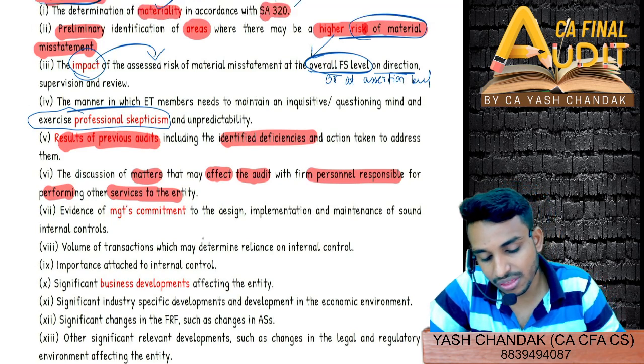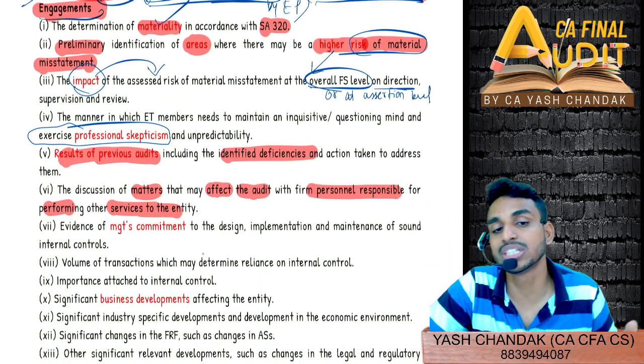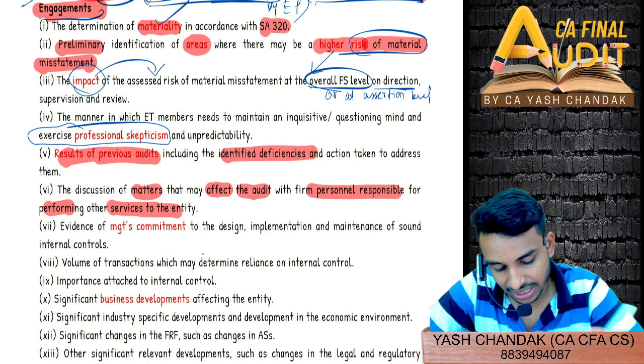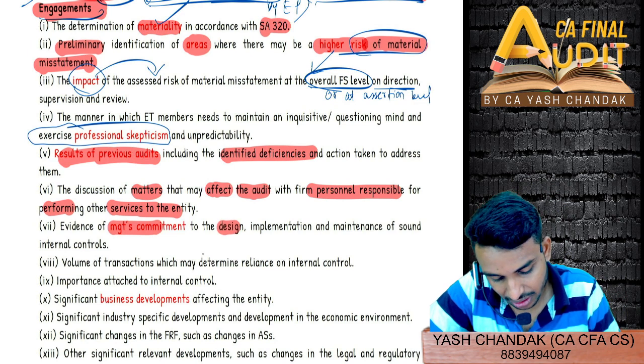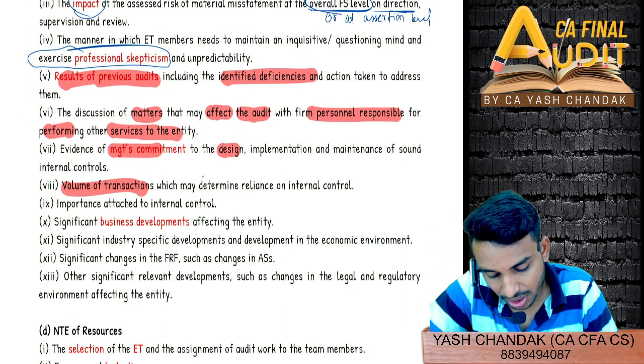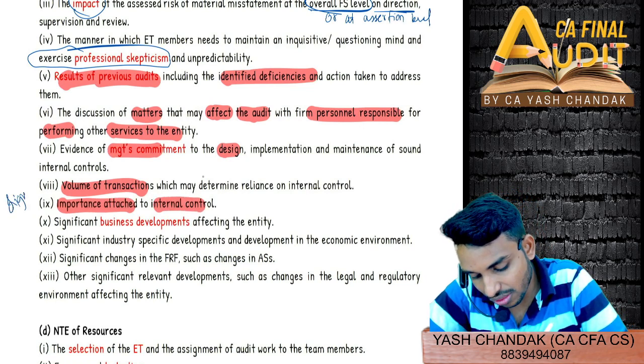So then you have to discuss with other personnel within the entity so that you can determine what all knowledge you can transfer amongst yourself. And then management's commitment to design, volume of transactions, importance attached to internal controls. So all this relates to what? Significance, significant factors.